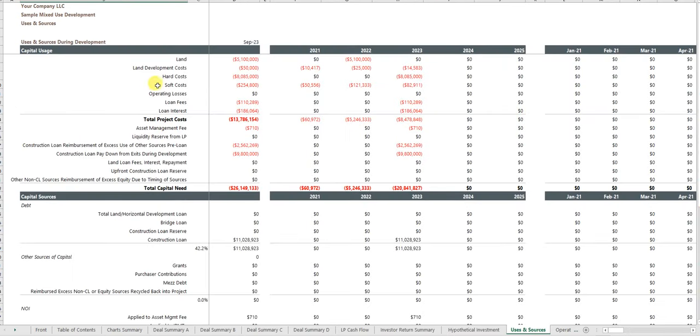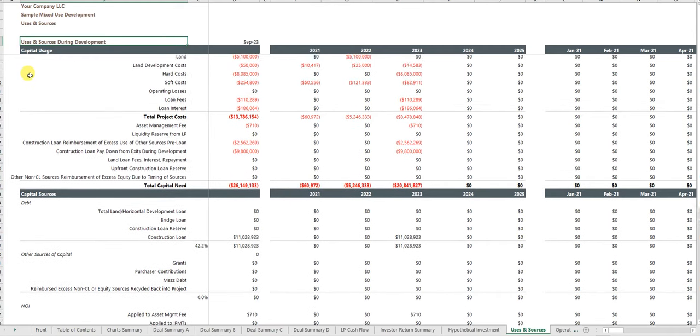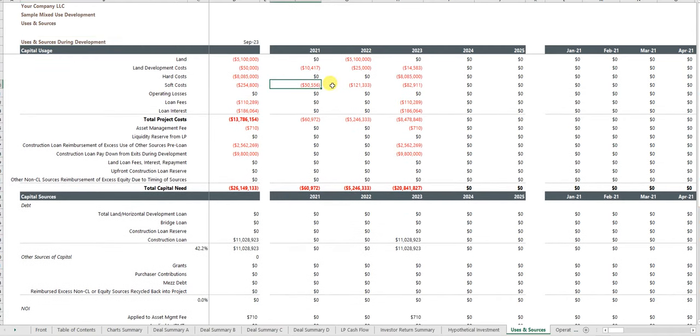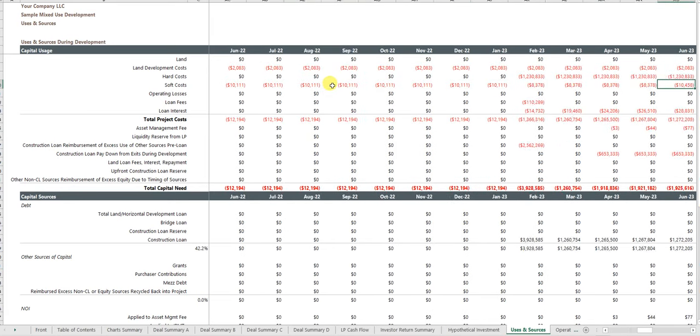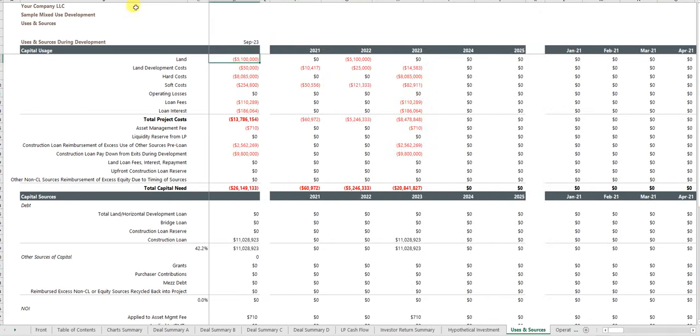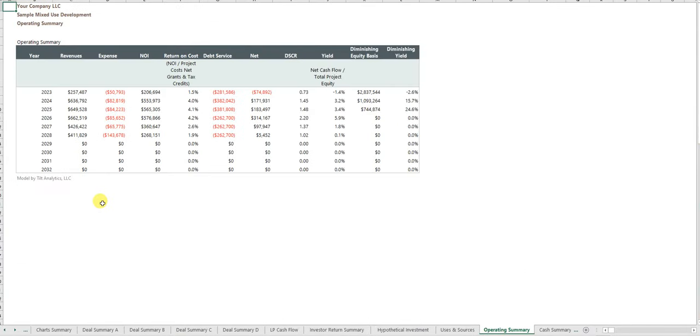Nice uses and sources here. Doing these correctly can actually get complicated. The model will show you annual, and if I scroll to the right, I can see all the uses and sources monthly as well. Quick operating summary, quite useful, just showing revenues, expenses, NOI, return on cost, debt service coverage ratio, yield.